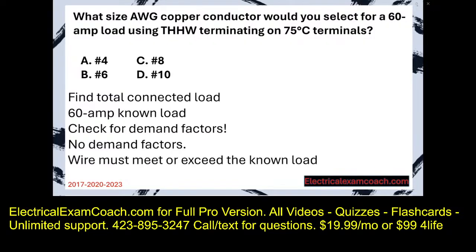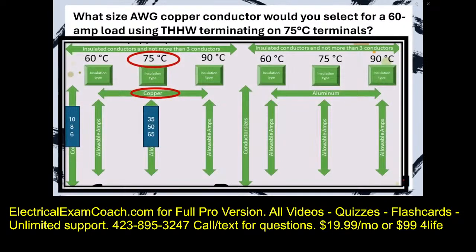The wire must meet or exceed the known load. There is no next size up rule. The wire always has to meet or exceed the known load. So we head to our primary ampacity table, and we're going to start on the left-hand side because our question is copper. Always carefully go through these steps.